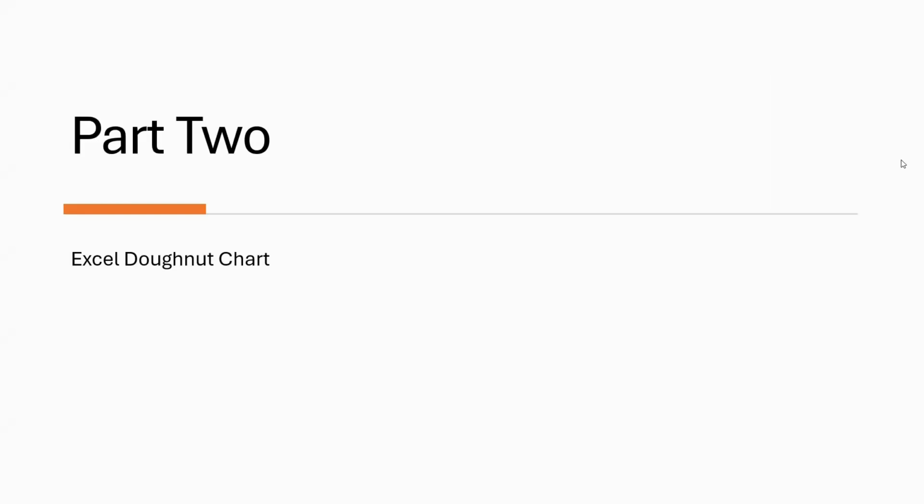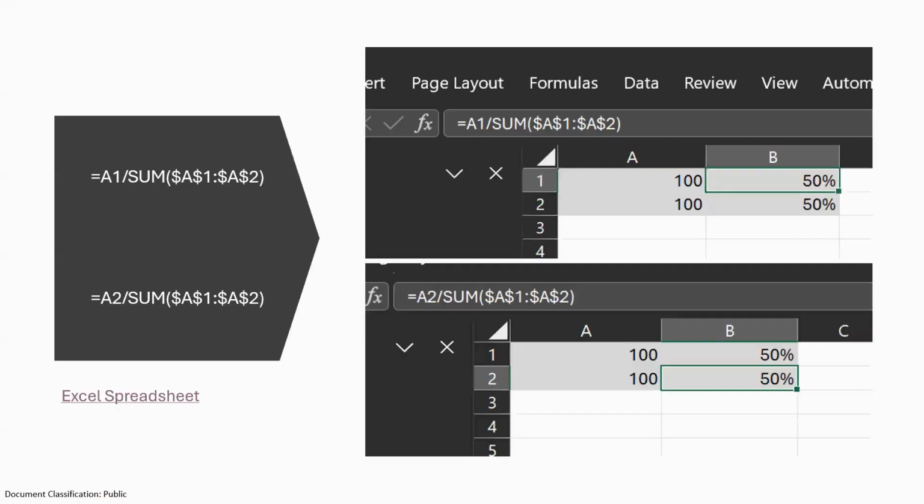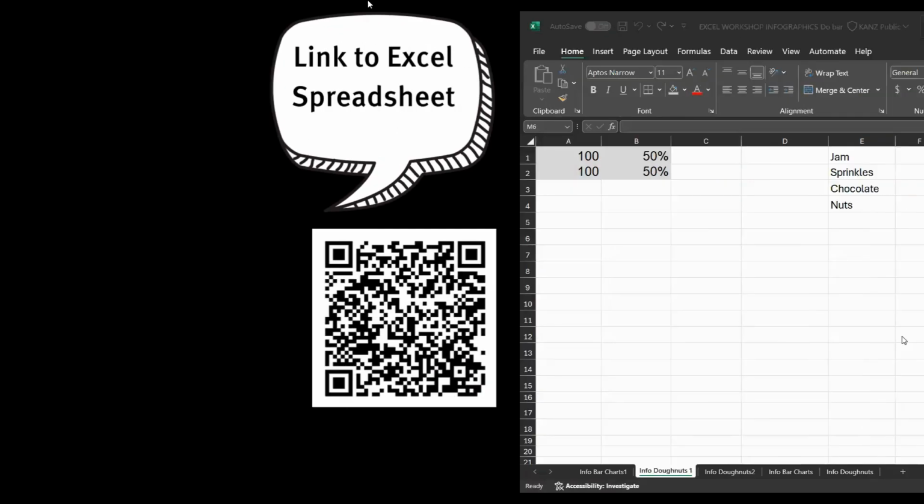Moving on to part 2, creating an Excel donut chart. We're going to create something that looks a little bit like this, which is your favorite donut filling or topping. For this, you're going to need to go to the Excel spreadsheet. And for this donut chart, we're going to be using something slightly more complicated. We're going to be using some formulas. And here is a copy of the formulas that you're going to need. So let's go to the Excel spreadsheet.